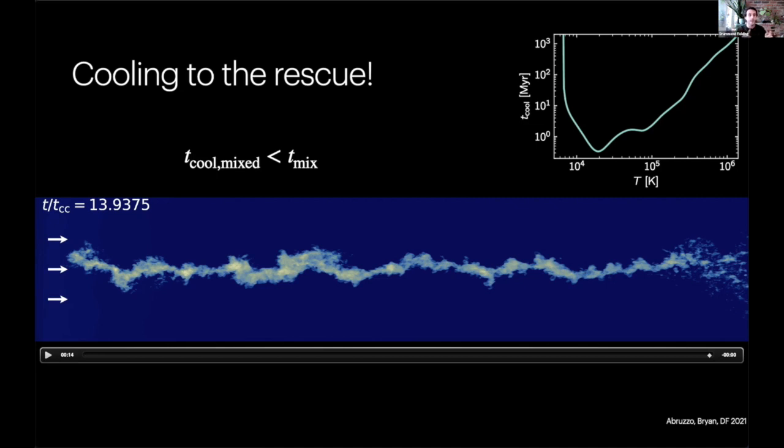And so that is the interplay, right? That's the connection of scales. And that's what can only be captured with these next generation of analytic models and cosmological simulation subgrid models.